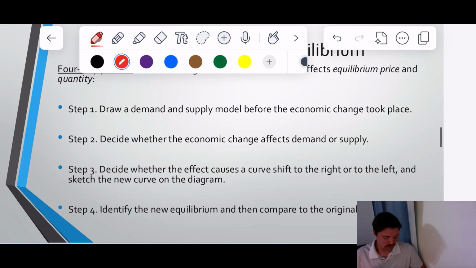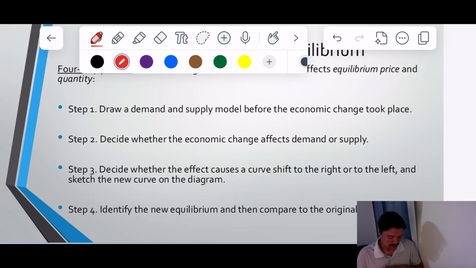So what you're going to do is you're going to draw a demand curve and a supply curve. So just demand, supply, price, quantity. Okay, that's the first thing you got to do. The next thing is I'm going to give you an economic change, right, such as more income, higher taxes, things like that.